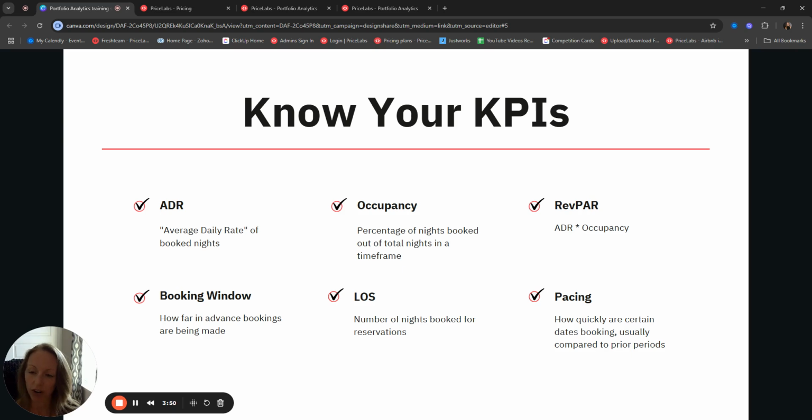Booking window is how far in advance bookings are being made. So it is the difference between when guests are clicking book now and when they're checking in. That's booking window. Sometimes you might see this referred to as lead time. LOS, or length of stay, is the number of nights booked for reservations, or really it's most commonly communicated as an average. So the average length of stay, average number of nights booked for reservations.